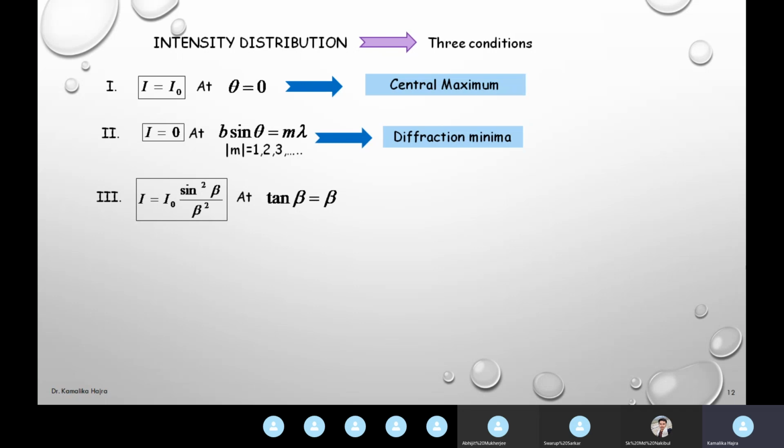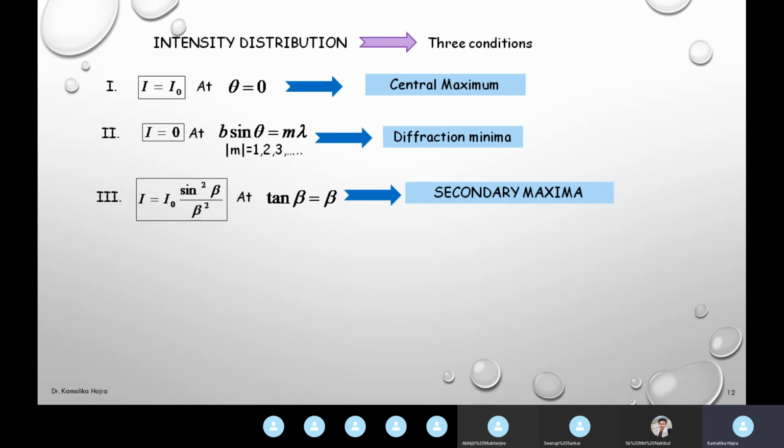We will solve this transcendental equation graphically and get the roots, the different values of beta, which in turn will give me the positions in terms of the angle theta, because beta is pi b by lambda sine theta. At these positions the intensity is not 0, but its value is drastically smaller than the central maximum. And these give me the positions of the secondary maxima.